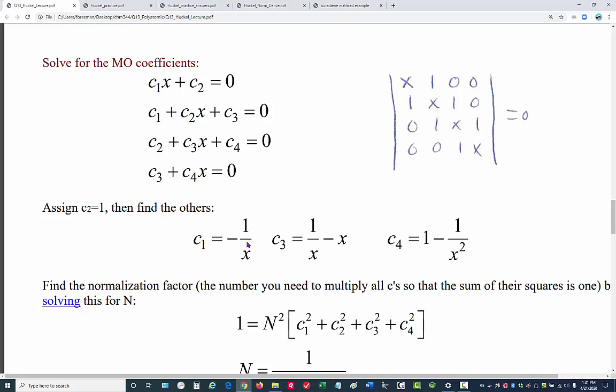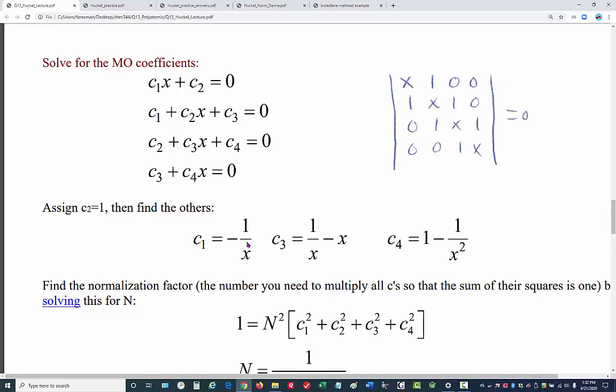The third row is C2 plus C3x plus C4. And the last one is just C3 plus C4x. That's how you take the determinant equation and turn it into a system of 4 equations where you can solve for the MOs. Now this is an overdetermined system. There are many groups of C1, C2, C3, C4 that would obey this set of equations.